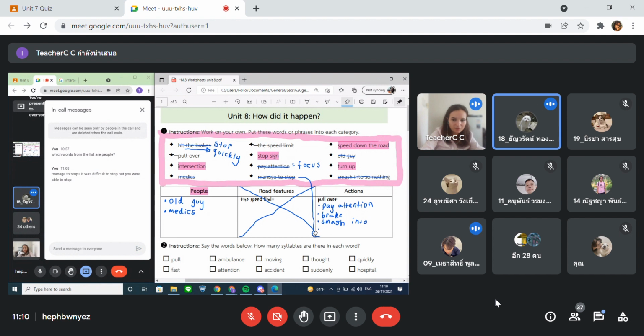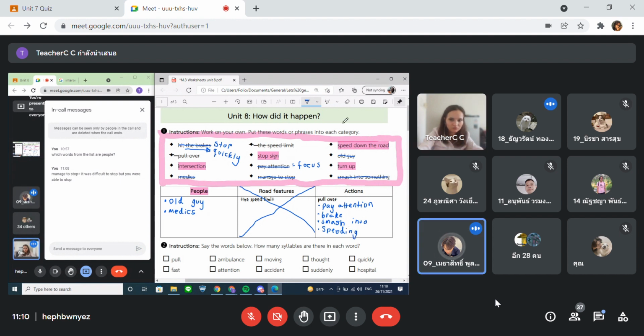Speeding down the road. Perfect. Speeding is definitely an action. It's a thing that you can do. You shouldn't be doing, but you can do. It's an action. Speeding. If you are speeding down the road, are you driving quickly or slowly? Slowly. No. Quickly.